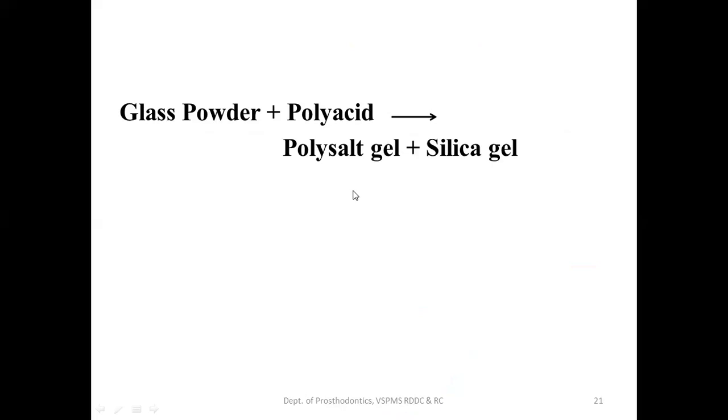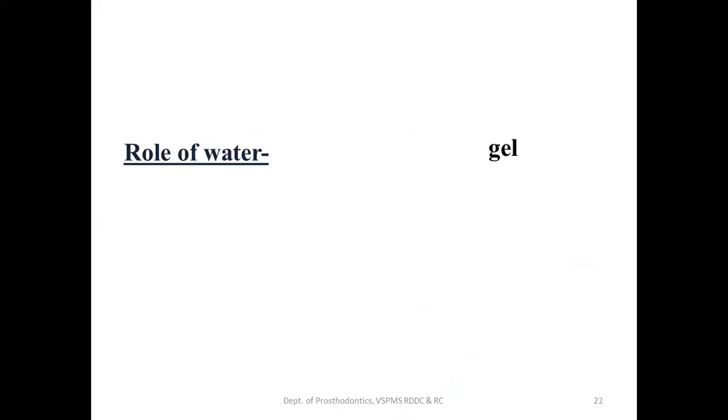In short, the reaction is glass powder plus all the polyacids, that is all the liquid components. They form the polysalt gel, that is the calcium polyacrylate and the aluminum polyacrylate, plus the silica gel, which is bound on the unreacted core particles of the glass particle.